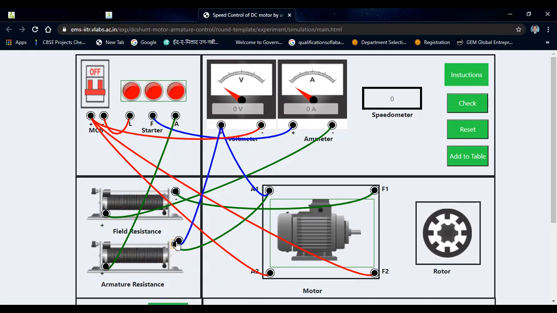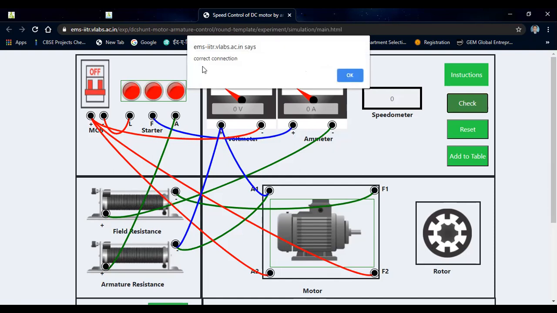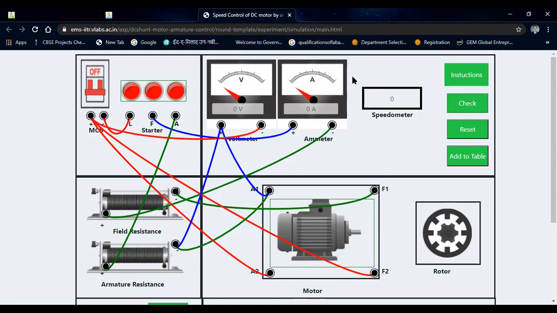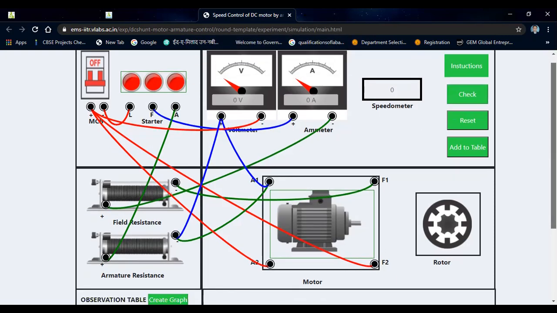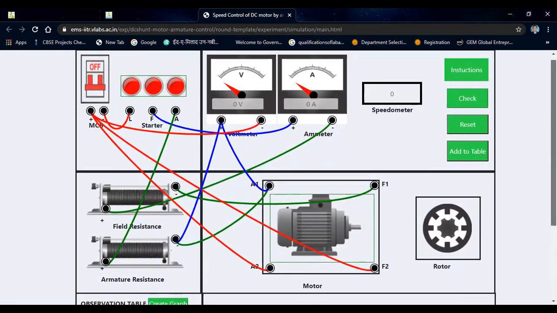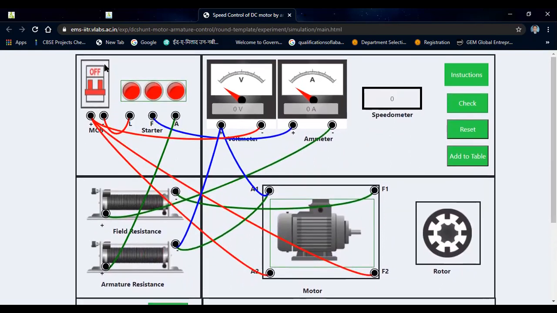So this is nothing but our complete connection, and this is a rotor part inside the motor. Here we check the connection. Click on the check, and we get the message that the connection is correct. Okay. Now the connections are okay, so we switch on the mains. Here, mains is switched on.